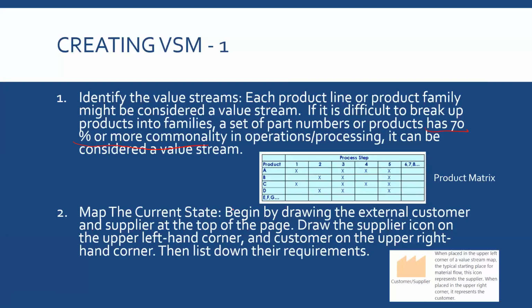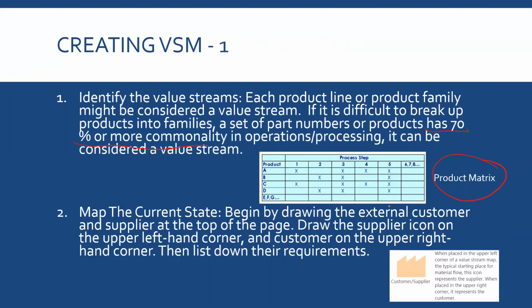In order to identify the value streams, you use something called a product matrix: products A, B, C, D, etc. You see how commonly they use these steps, the operations. Are they using step number 1, 2, 3, 4, etc.? Then you start marking X's and you find out the similarities. This is what we call the product matrix, and it is a very helpful tool to identify the streams.